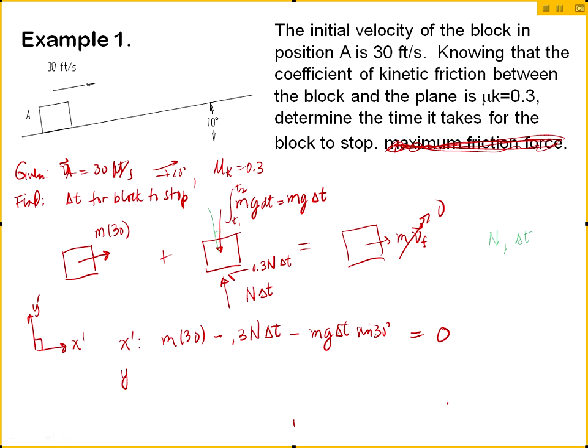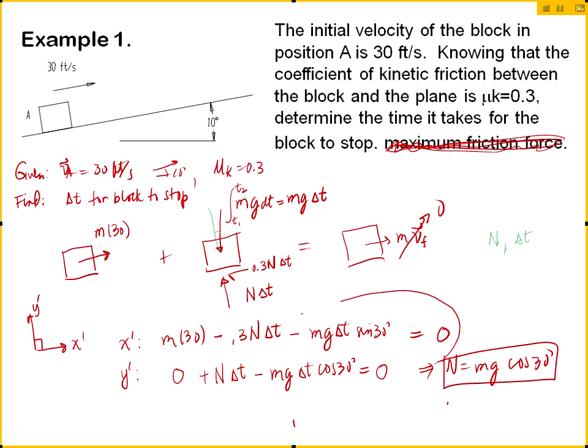And then along the Y prime direction, what would I get? The first diagram has nothing in the Y prime, so 0. The second diagram actually has the N delta T, right? Minus mg delta T cosine 30 degrees equals 0, right? And in the second equation, the delta T will cancel, and I know most of you have guessed that this will be the value of N, right? And I substitute that into this N here, okay, and then I can solve for delta T.